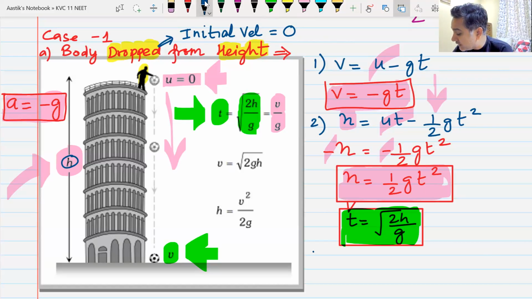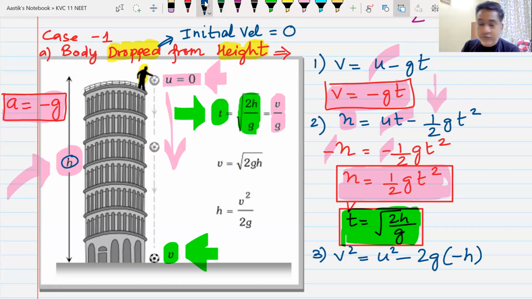Let us see what we can get from equation number 3. v square is equal to u square minus 2g, but remember, the height is also negative. Yes or no? Because it is coming down. Do we understand this? The height is also negative. It is coming down.